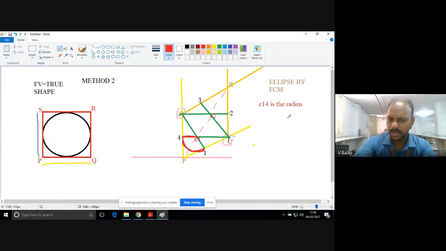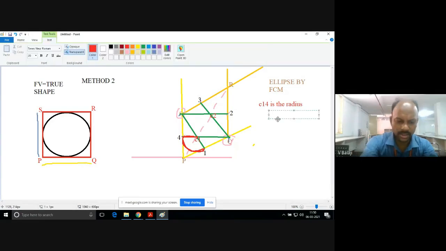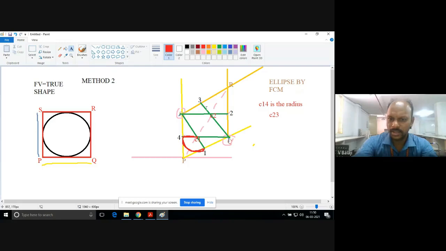Thereafter, take the center C2 to 3. Now this is the radius C2 to 3. Now you draw one semicircle or something like a circular arc with C2 as center. With C2 as center. So you need to observe these things.